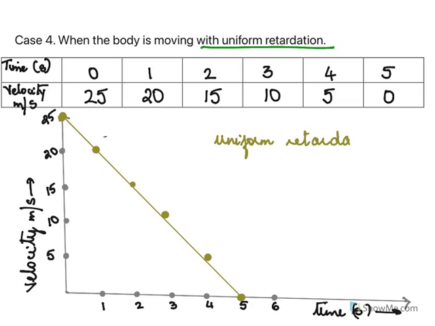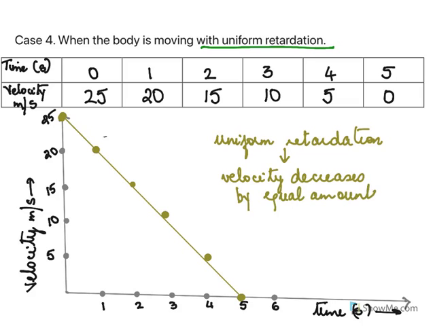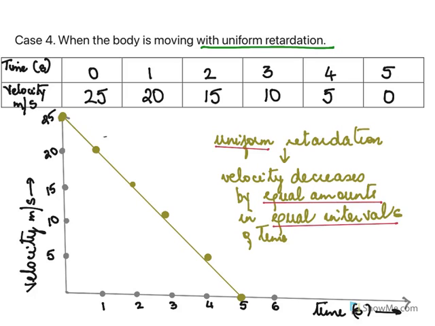It's retardation because the velocity is decreasing. But how is it decreasing? The velocity decreases by equal amounts in equal intervals of time. So this is a graph of uniform because it decreases by equal amounts in equal intervals of time, and retardation because there is a decrease in velocity.